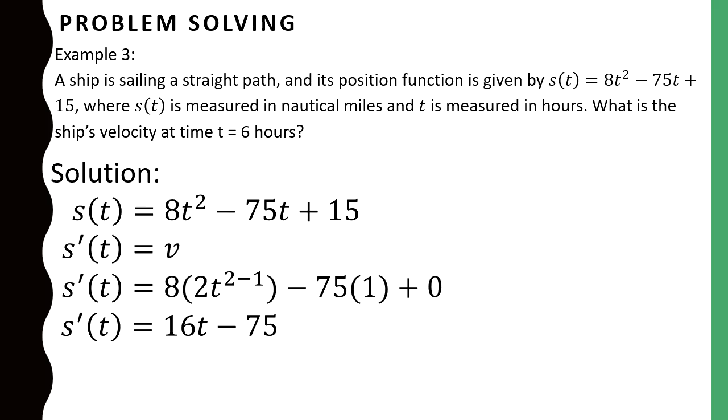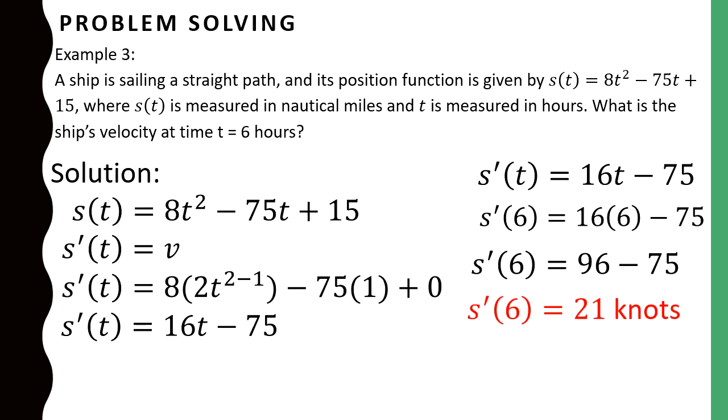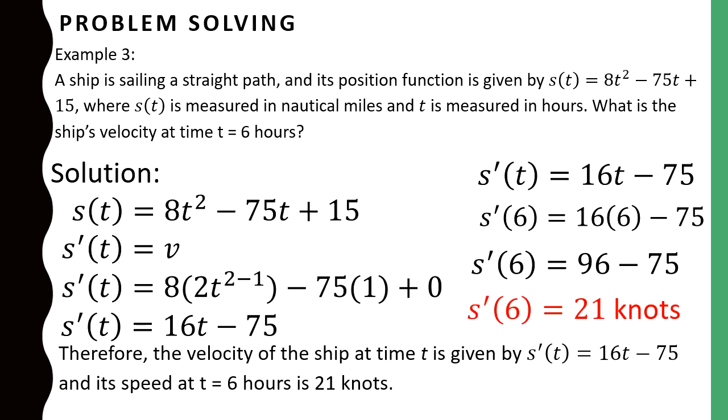And to get our velocity or speed at t equals 6 hours, we substitute that in our velocity function, 16t minus 75. So that's 16 times 6 minus 75. We get 96 minus 75 or 21 knots. Therefore, the velocity of the ship at time t is given by s prime of t equals 16t minus 75, and its speed at t equals 6 hours is 21 knots.